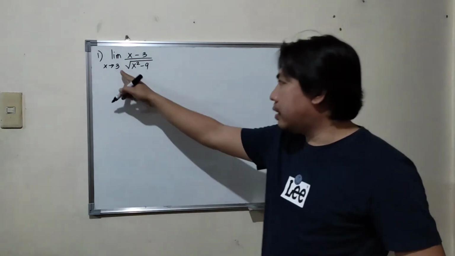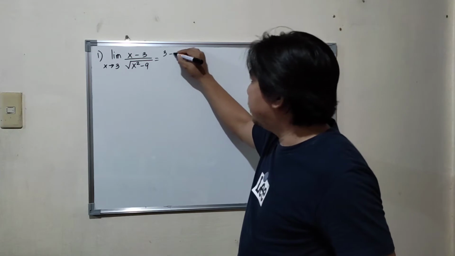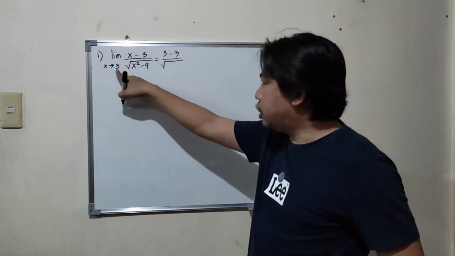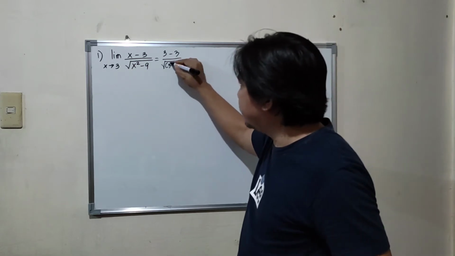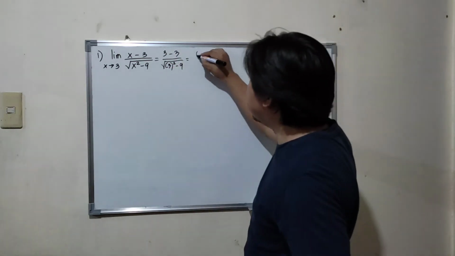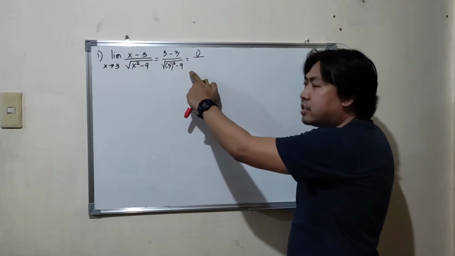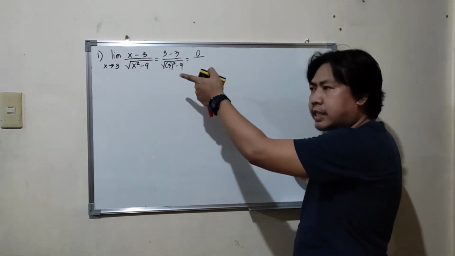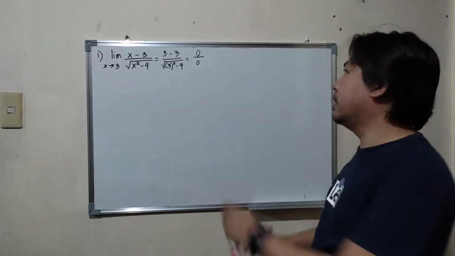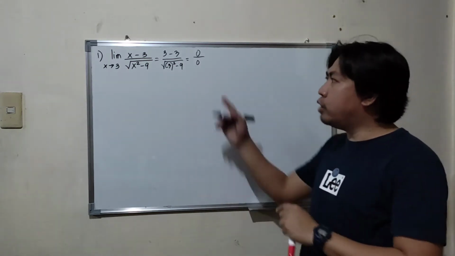If we substitute 3 for every x, we have 3 minus 3 over square root of 3 squared minus 9. 3 minus 3 is 0, and then 3 squared is 9, minus 9, so that is 0. And the square root of 0 is still 0. Therefore, indeterminate siya, so gagawa tayo ng way para ma-solve natin siya.